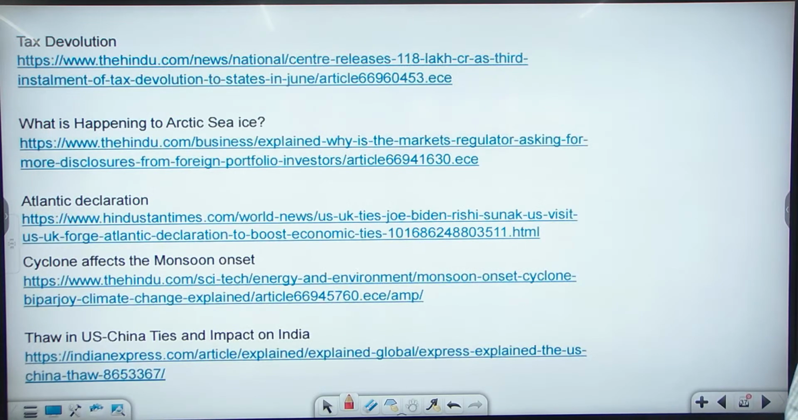Number 1 is tax devolution. ये आपको एक वीक में पढ़ना टिल नेक्स्ट क्लास तक. Number 1 is tax devolution. This was from the Hindu, tax devolution.